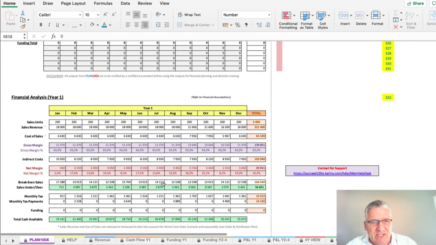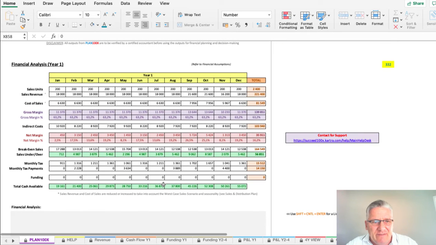Next up is the financial analysis, and that's really powerful. It's a really small table, and it reflects everything of value, so to speak, that is coming out of the financial results we've shown above. So the first thing is the sales units and the revenue. Bear in mind, you see these little asterisks here. What that's saying is that your sales revenue and cost of sales are reduced or increased to take into account the worst case sales scenario and seasonality.